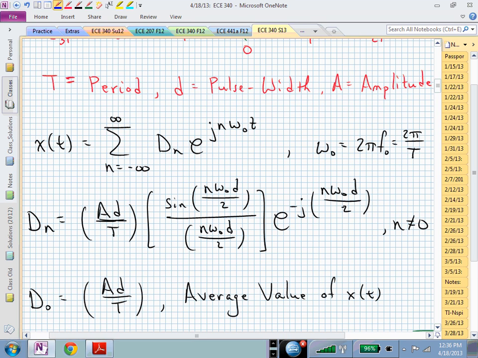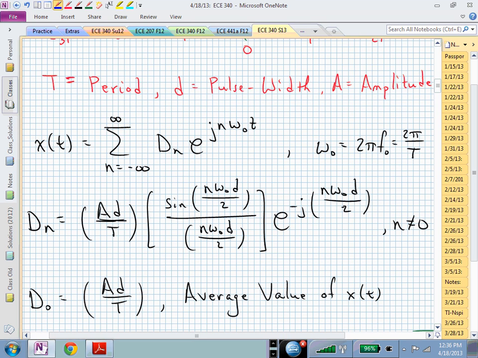These are the D's. We derived D sub 0, the average value. That was the height, A, times the width, D, divided by the period, capital T. That we feel comfortable with. That seems to make sense by remembering what that pulse train looks like. It has an average value of AD over T.